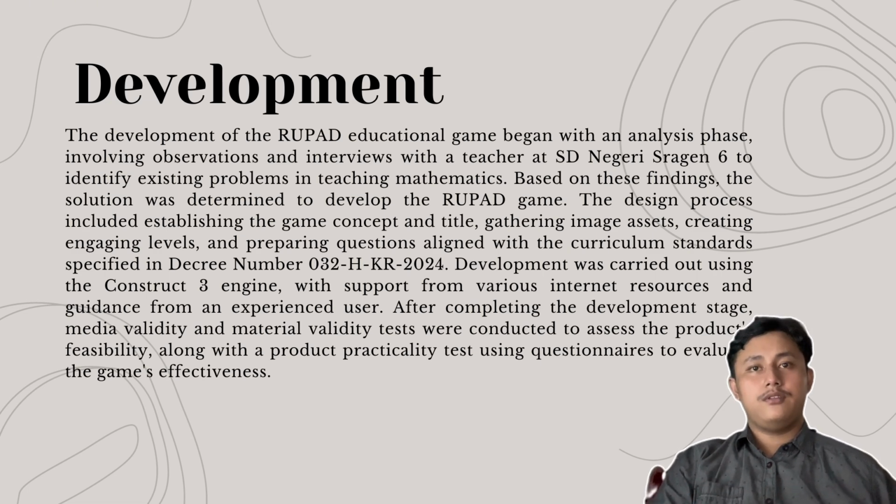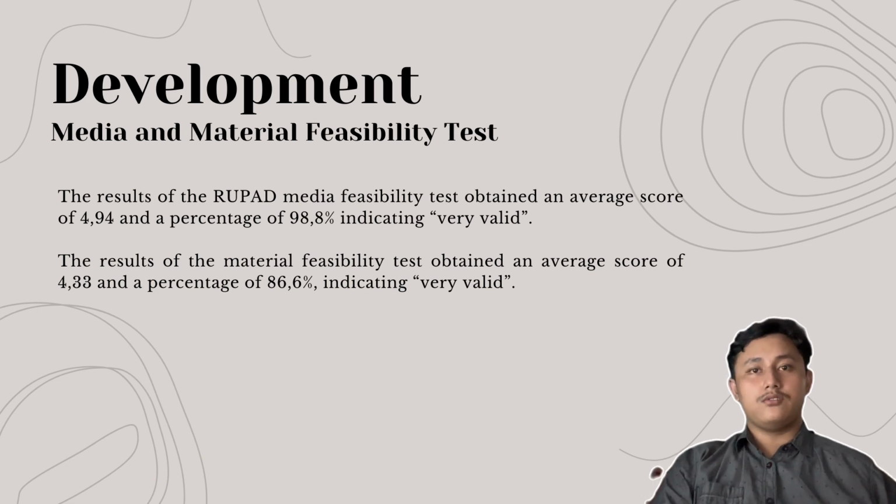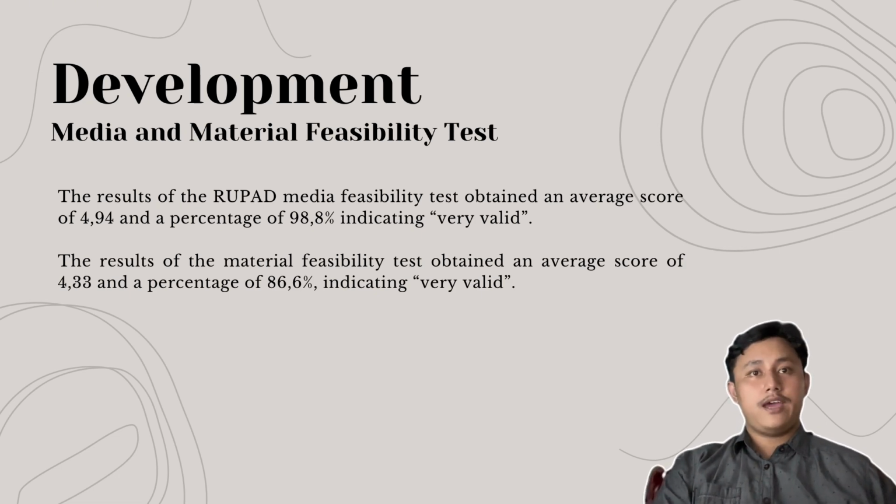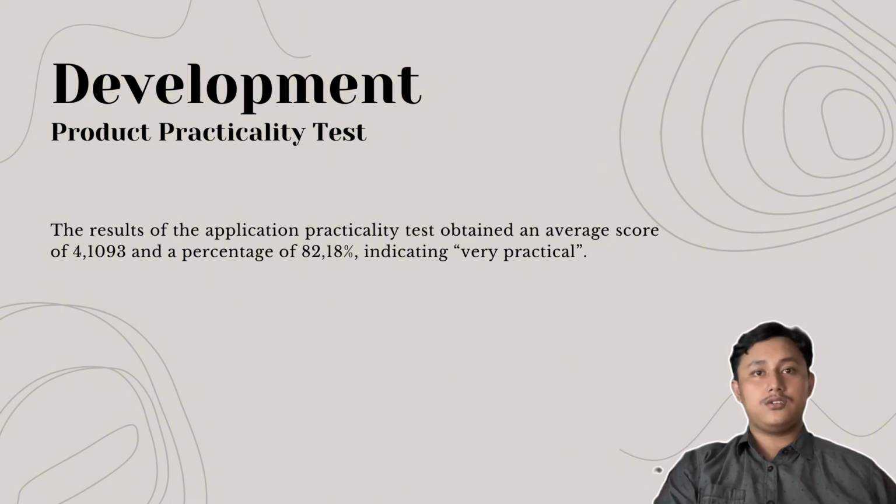The media feasibility test conducted by PGSD lecturers at Muhammadiyah University of Surakarta received an average score of 4.94 or 98.8%, indicating the media is very valid. The material feasibility test conducted by 2 fourth grade teachers from SD Negeri Sragen 6 and 1 teacher from SD Negeri Ngerombo 1 received an average score of 4.33 or 86.6%, also indicating the material is very valid. The practicality test conducted by the same teachers resulted in an average score of 4.1093 or 82.18%, showing that the RUPAD game is very practical to use.